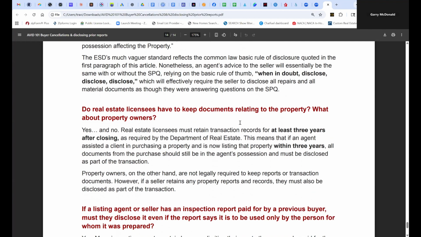The ESD's much vaguer standard reflects the common law basic rule of disclosure quoted in the first paragraph of this article. Nonetheless, an agent's advice to the seller will essentially be the same with or without the SPQ, relying on the basic rule of thumb. When in doubt, disclose, disclose, disclose. We've all heard that one. Which will effectively require the seller to disclose all repairs, all material documents, as though they were answering questions on the SPQ.